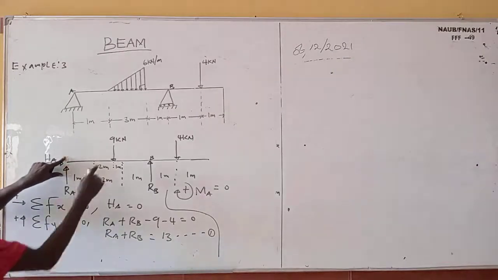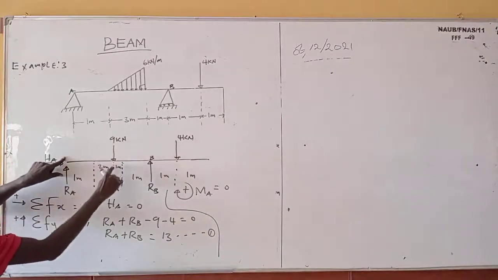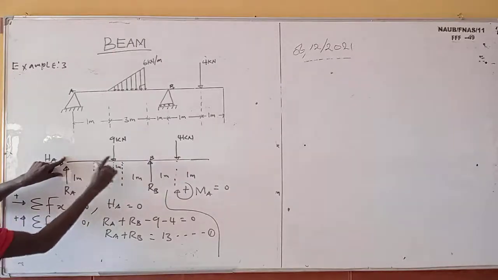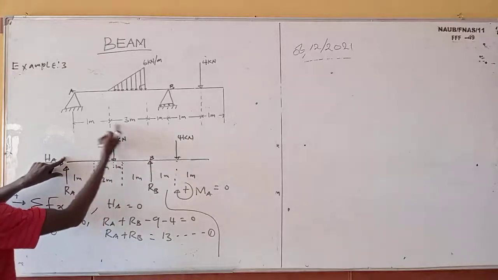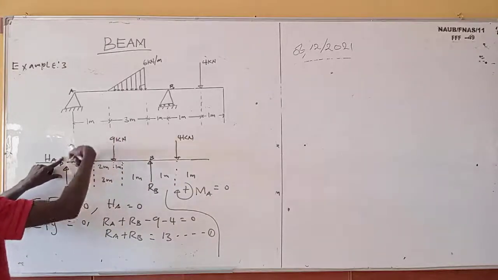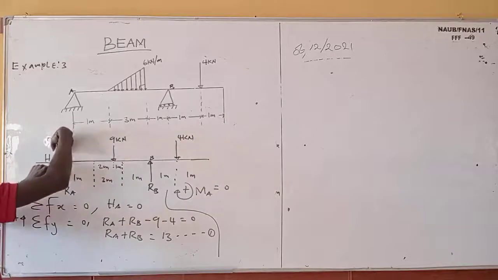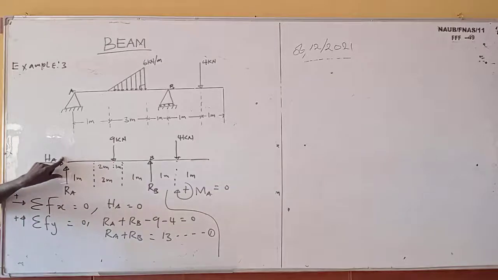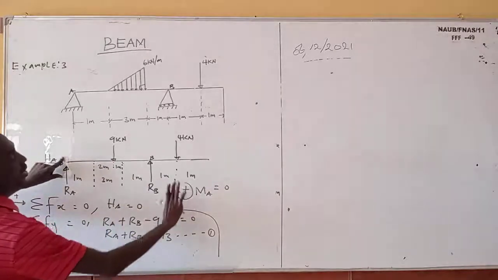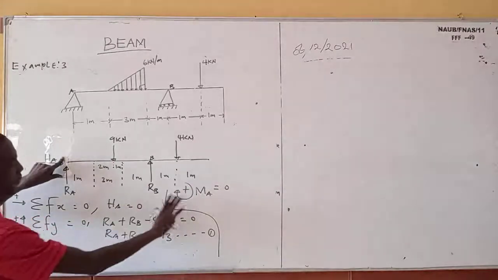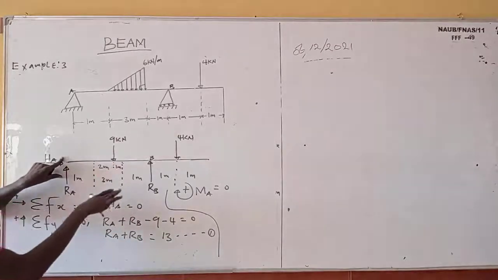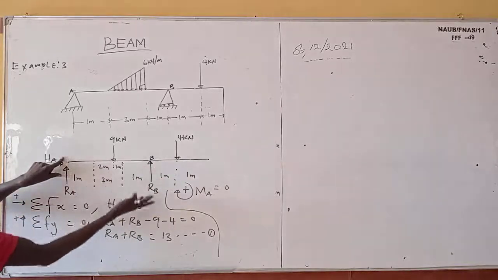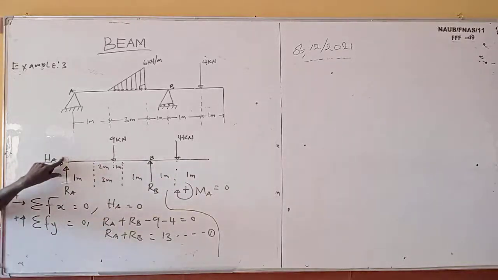Now, look at this. This force is a downward force. It's coming like this. You can see it's coming like this. And if you look at this, this one is going like this. That is anti-clockwise. It will move like this, while this one will move clockwise, and this one will also move clockwise. So anytime you take your clockwise moment to be positive, it means all your downward forces will move clockwise, while your upward forces will move anti-clockwise. Do you get that? Very simple.